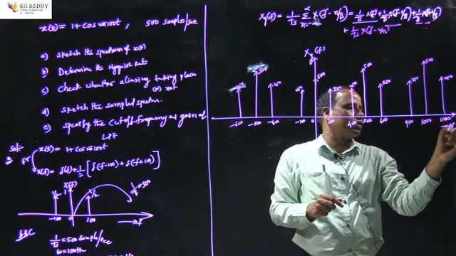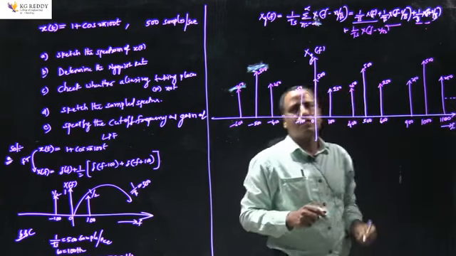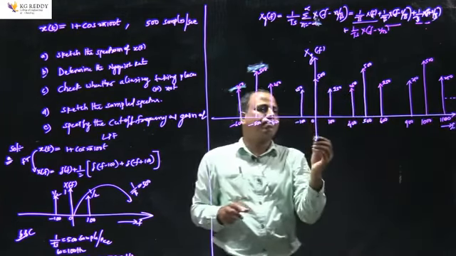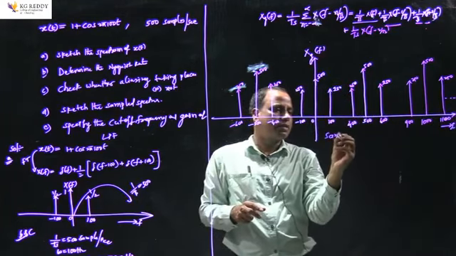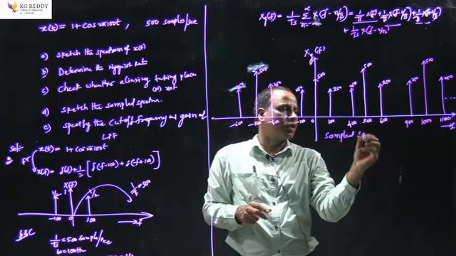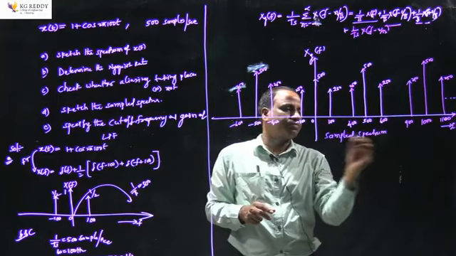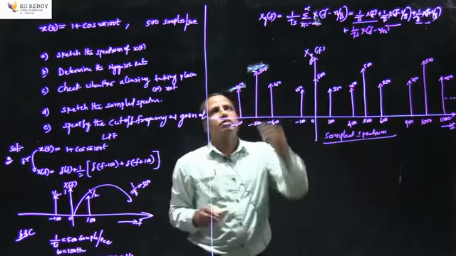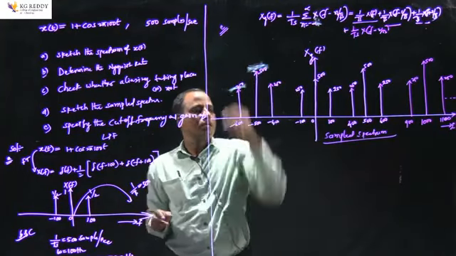This is f. So it continues. If you take different values for this, it continues. This is the spectrum after sampling, or we call it the sampled spectrum. This is the solution for E.